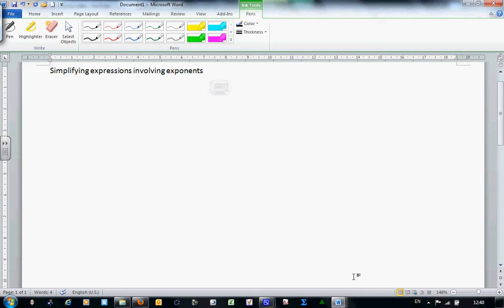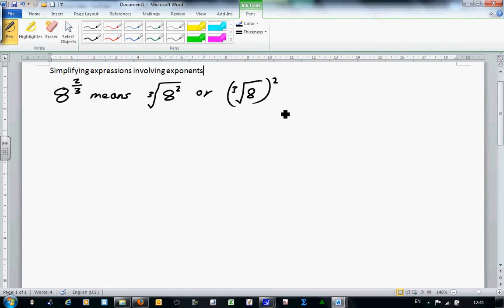In this little demonstration, have a look at some examples and I'll work them through with you to see exactly what happens. Let's look at 8 to the power of 2/3. We've already seen 8 to the power of 1/3, and what we should get from there is that 8 to the power of 2/3 means the cube root of 8 squared, or the cube root of 8, squared. Both of those will give you the same result, and I'll show you how.